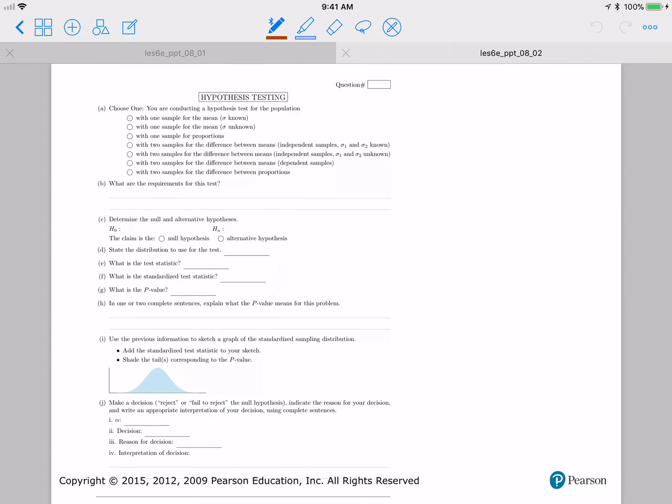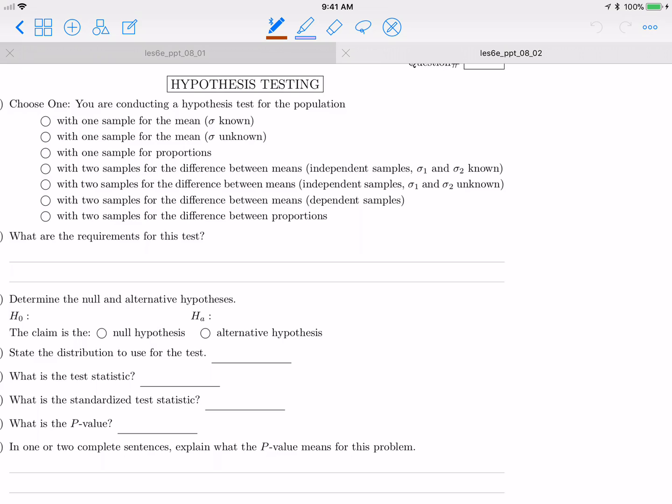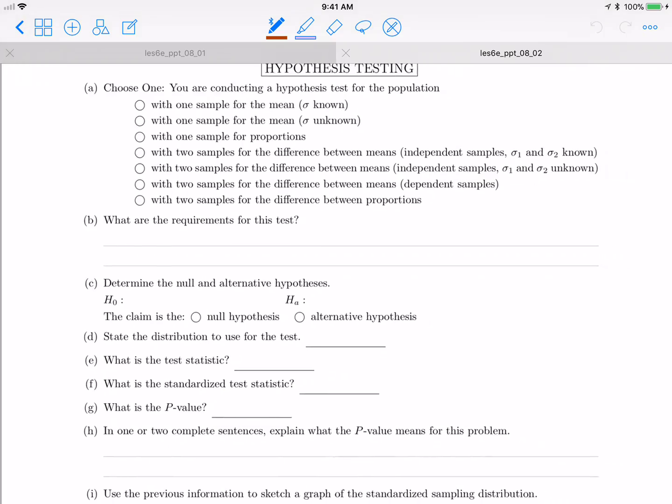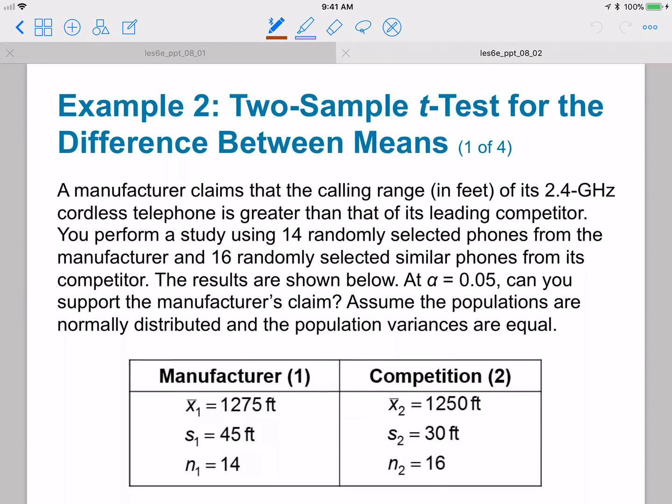Okay, so let's go ahead and figure out what we are conducting. Are we conducting 2 samples for the difference between means, independent samples, sigma 1 and sigma 2 unknown? Let's look and see. So we definitely can see that this is a claim. The claim is that the calling range is greater than that of its leading competitor.